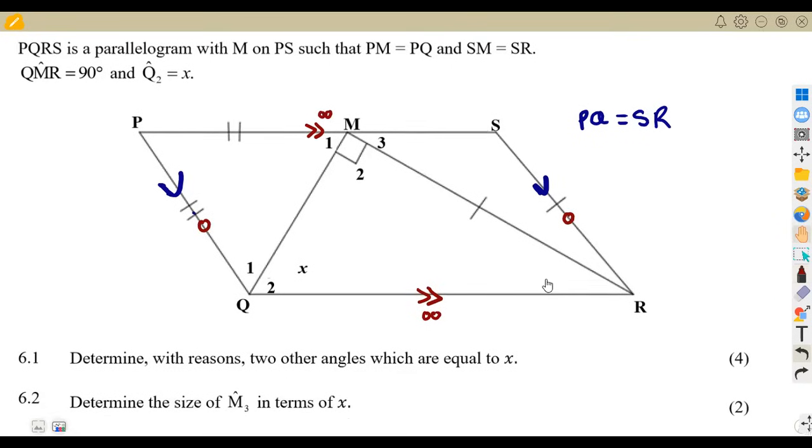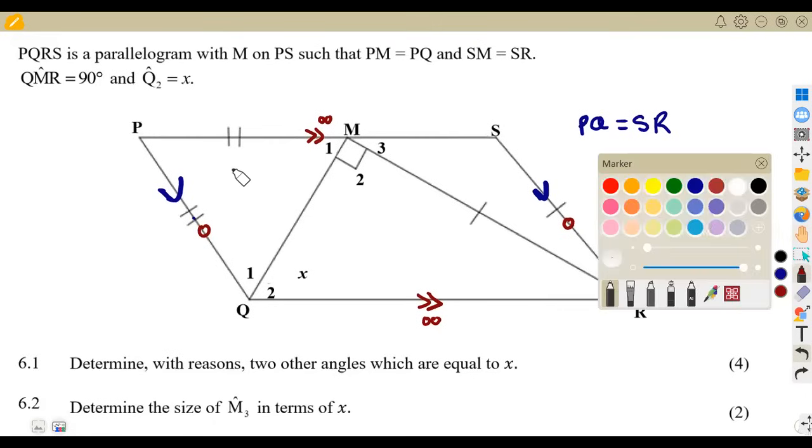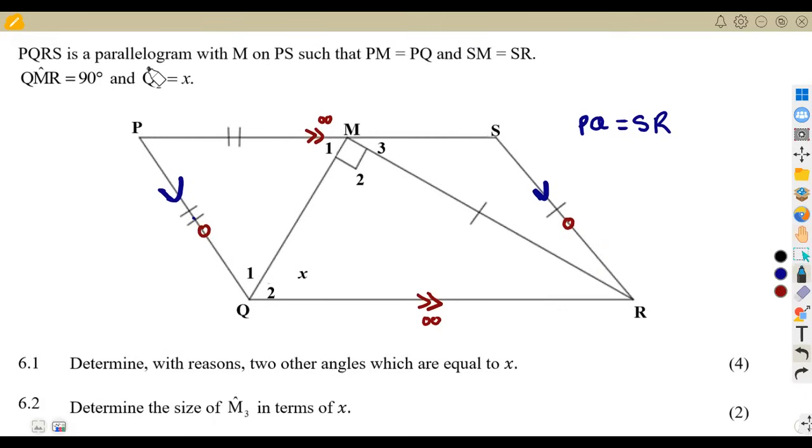The question also gives you other information, which is their own information, not from the properties of a parallelogram. The properties of a parallelogram are the ones I indicated: opposite sides are parallel and equal. This other part is one they want to create for us. Let's see what they are saying.